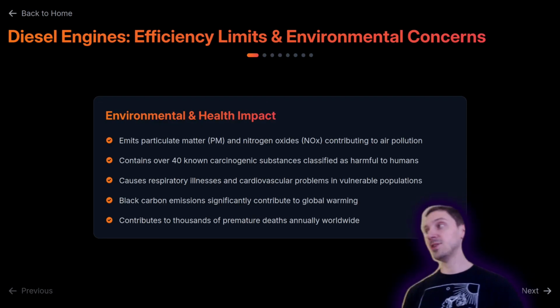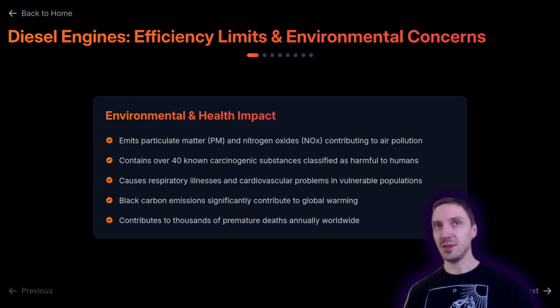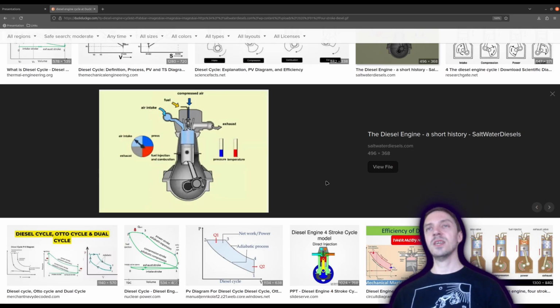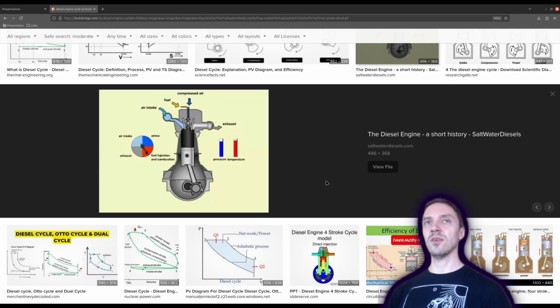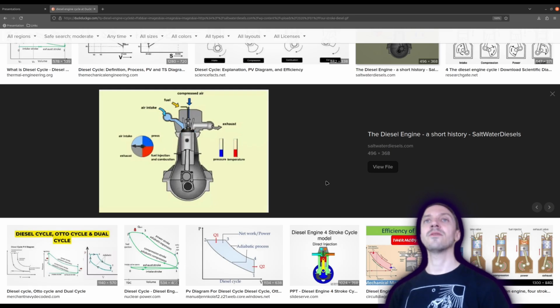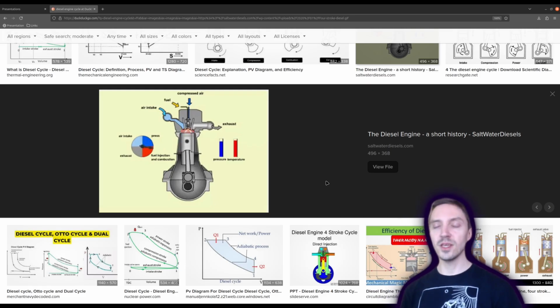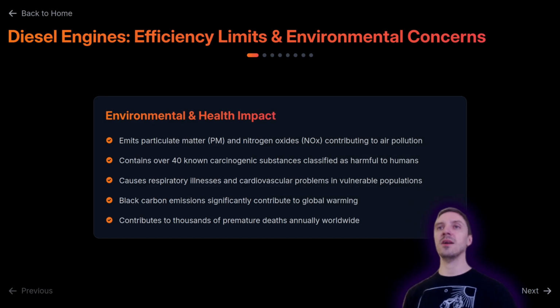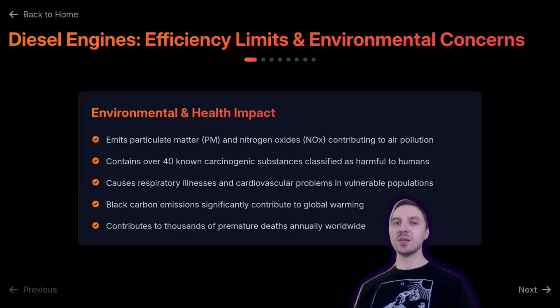The diesel engine is not without its limitations. Diesel engines produce exhaust, which is known to be harmful to human health. And as we can see with this cycle, the exhaust cycle represents the unburned fuel. The fuel is not fully combusted. Particulate matter and nitrogen oxides contribute to air pollution. Diesel exhaust is known to be harmful to humans.